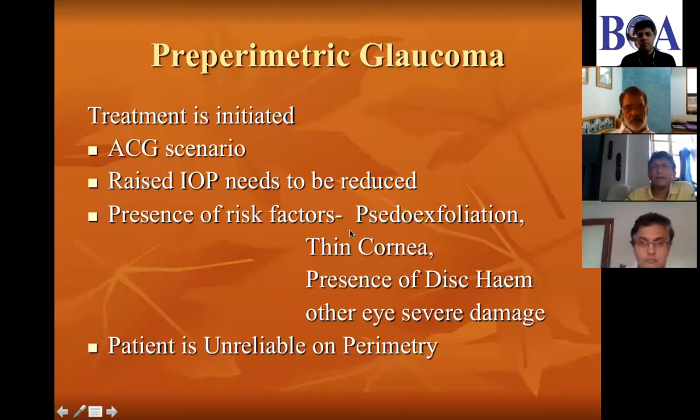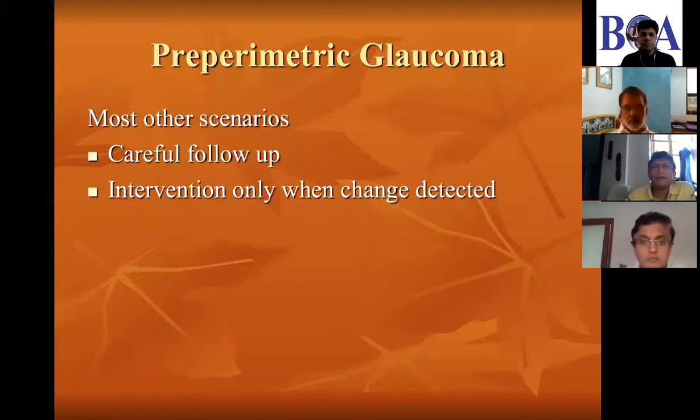And presence of risk factors such as pseudoexfoliation, thin cornea, disc hemorrhages, severe damage in the other eye, or perimetry where the patient is not at all reliable and therefore you cannot judge the extent of damage, then only you would treat the patient. Otherwise, in all other patients, a careful follow-up and intervention only when detected would be a practical option.